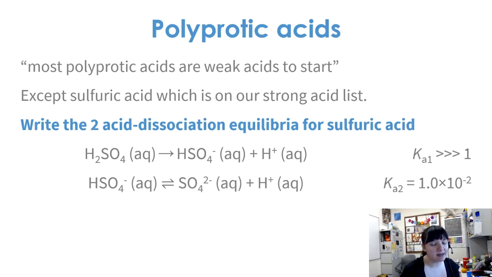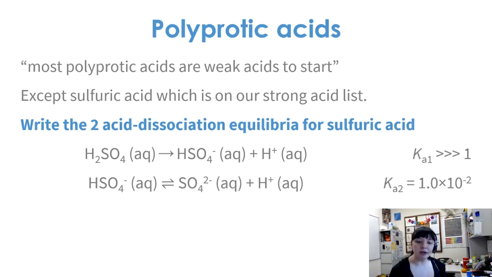Now the second acid dissociation is a little bit weaker. It has a Ka constant of 1.0 times 10 to the minus 2. And so while that first step goes to completion, that second step is still technically a weak acid. It's still rather strong as far as weak acids go. 10 to the minus 2 is not that small of a Ka value, but how we think about sulfuric acid problems does require this distinction because it's not a weak acid to begin with.